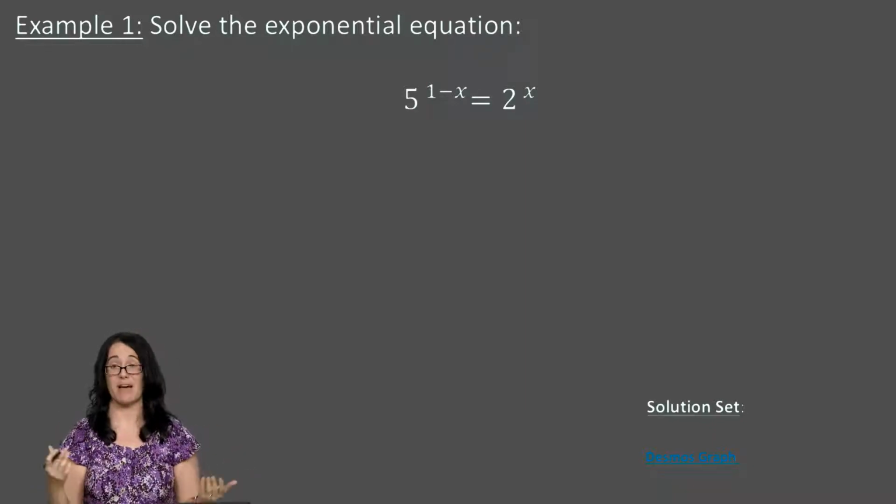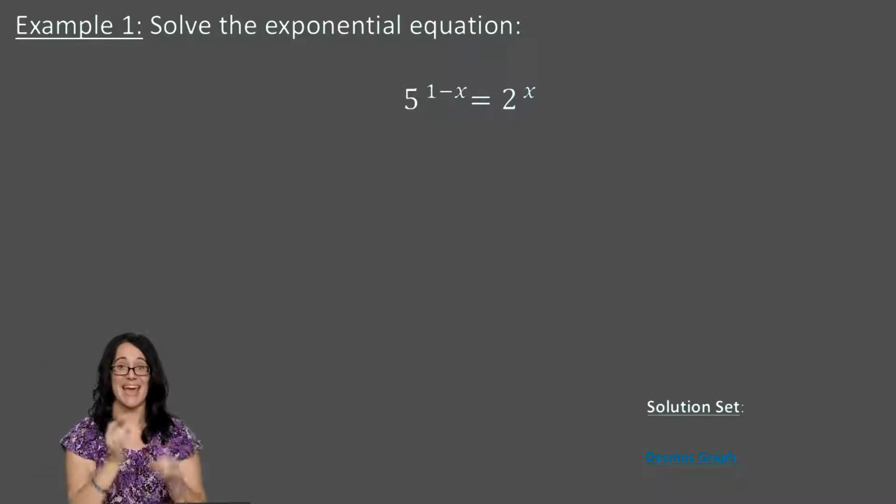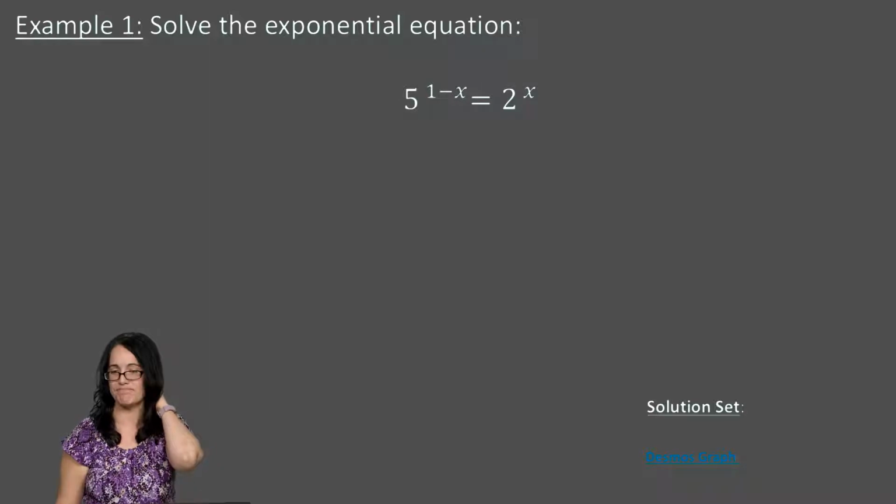In other words, we have two different exponential graphs here. It turns out one of them is growing and one of them is decaying. And we're asking you, is there a point of intersection? If so, where? What input would make this intersection happen?